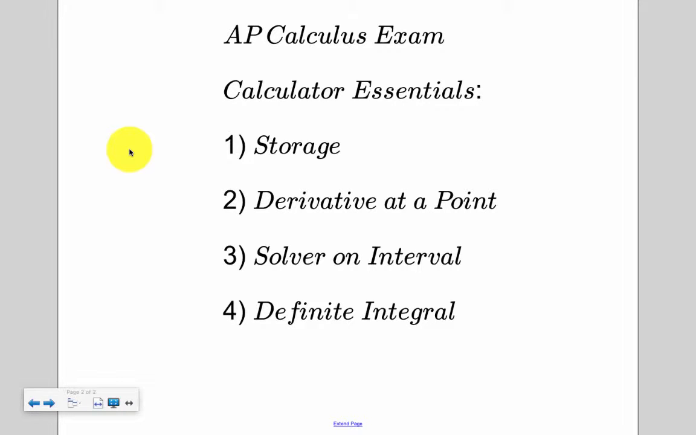Okay, so let's quickly go through, once again, the necessary things you need to be able to do on the calculator on the AP exam for the calculator sections. So we'll quickly go through storage of a function, how to use derivative at a point, how to use the solver to find a solution on a specific interval, and then how we use definite integral. Those are basically the main things you need to be able to do on the calculator, in addition to graphing a function in an appropriate window.